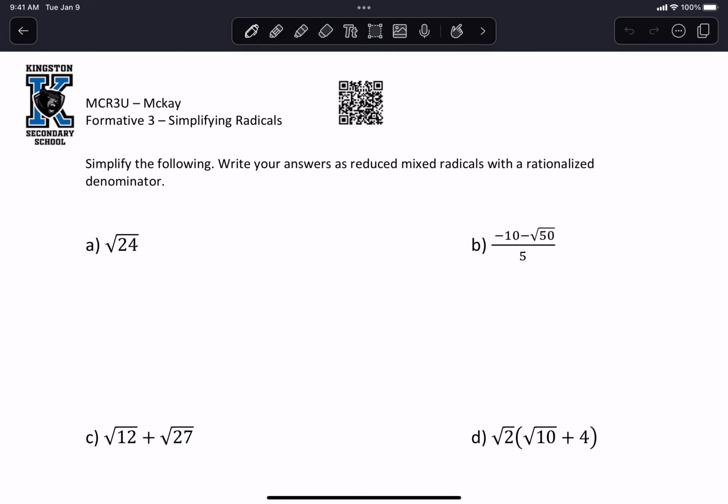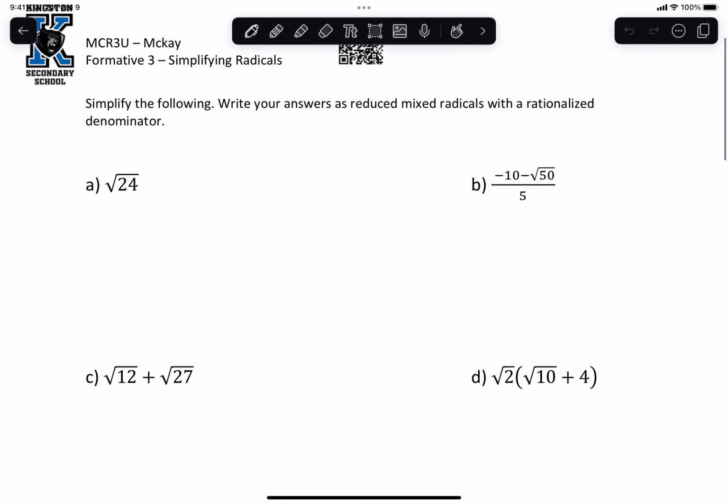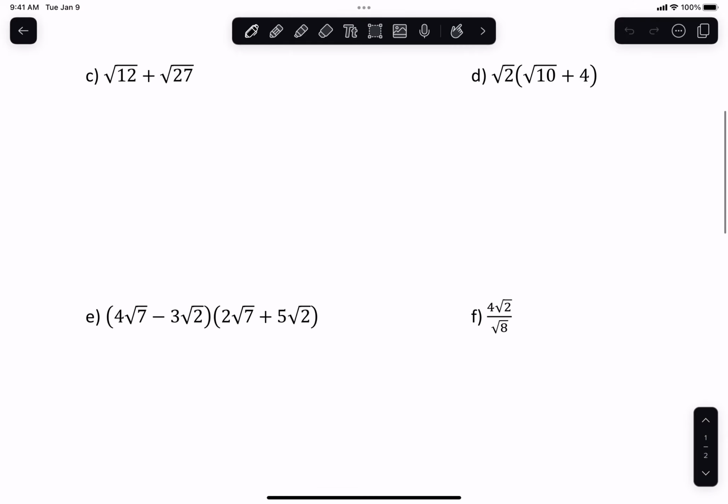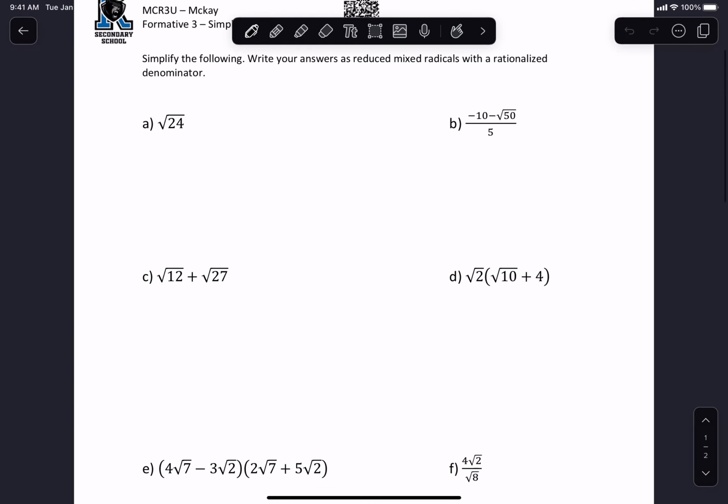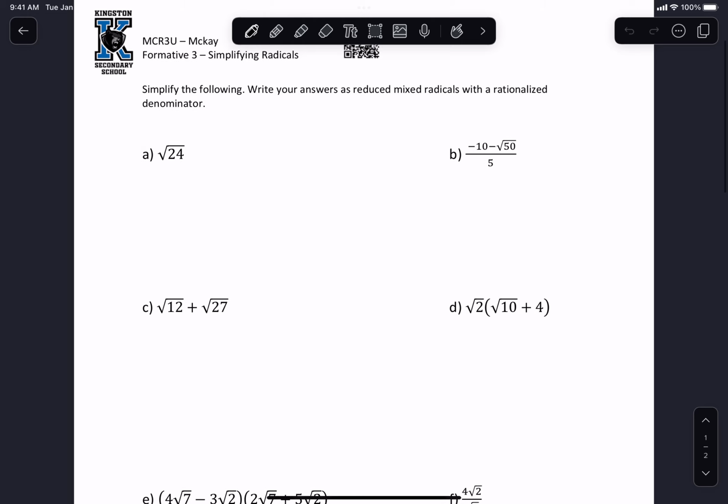Okay, so this is Formative 3. I'm just going to do some solutions for this one. We're just concentrating on working with radicals and then simplifying at the end. So all I'm going to do here is take a root of 24.